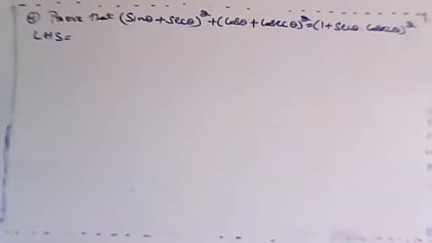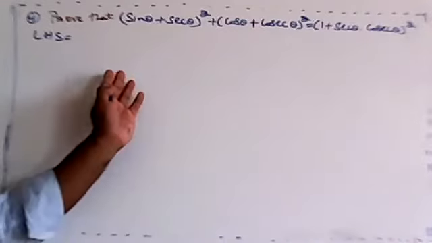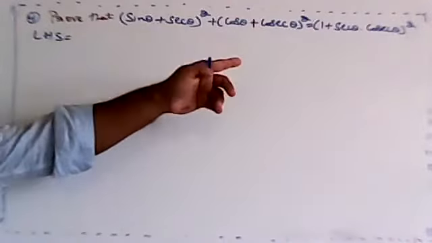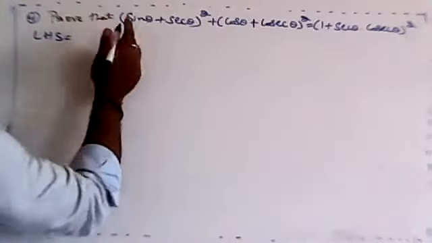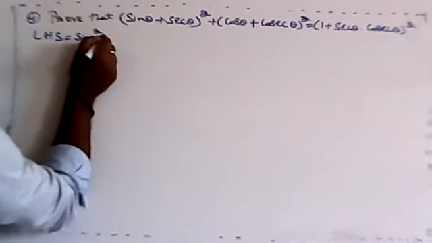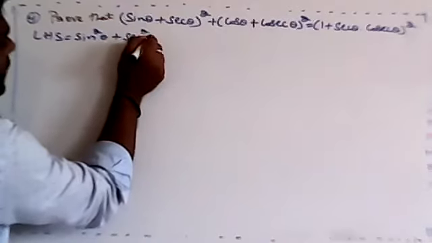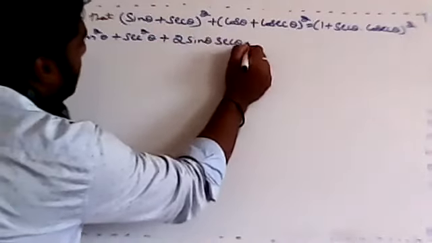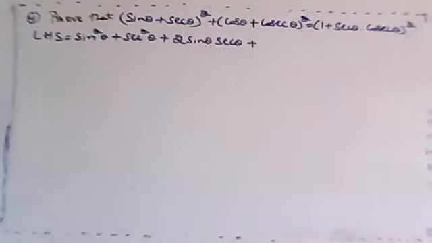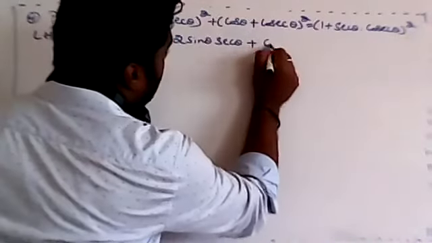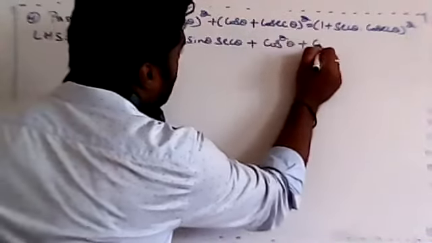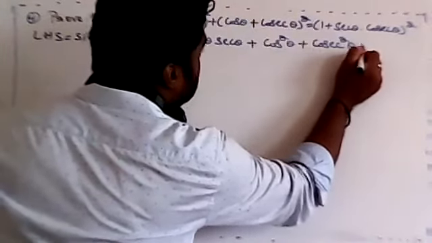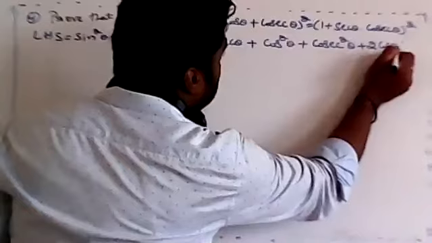So, what do you have to apply here? It is in the form of (a plus b) the whole square, no? Just expand that one. So sine square theta plus secant square theta plus 2 times sine theta into secant theta, plus the same, cos theta plus cosec theta the whole square. Good, Shilpa. We have to expand that one, and the identity formula also we have to apply. So cos square theta plus cosecant square theta plus 2 times cos theta into cosecant theta.